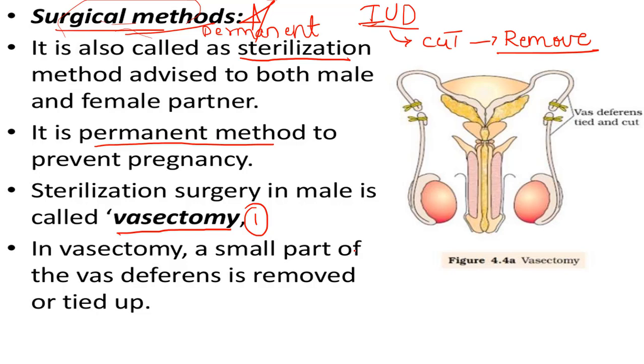We can control population, and thirdly, we can maintain or take care of the health of a female who is not ready to give birth to the baby.